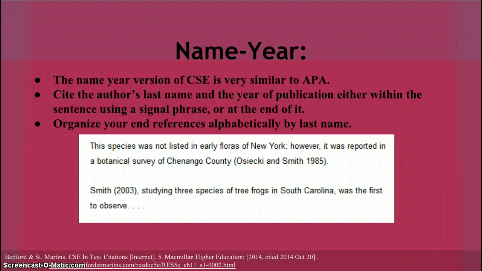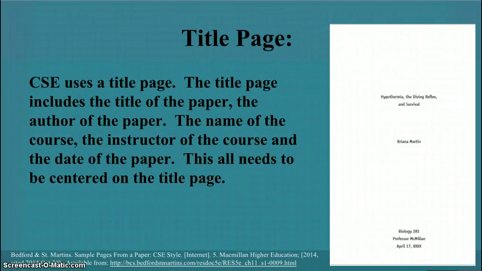Now that we have reviewed the 3 citation variations, we can move on to the other aspects of CSE format. CSE uses a title page. The title page includes the title of the paper, the author of the paper, the name of the course, the instructor of the course, and the date of the paper. This all needs to be centered on the title page.